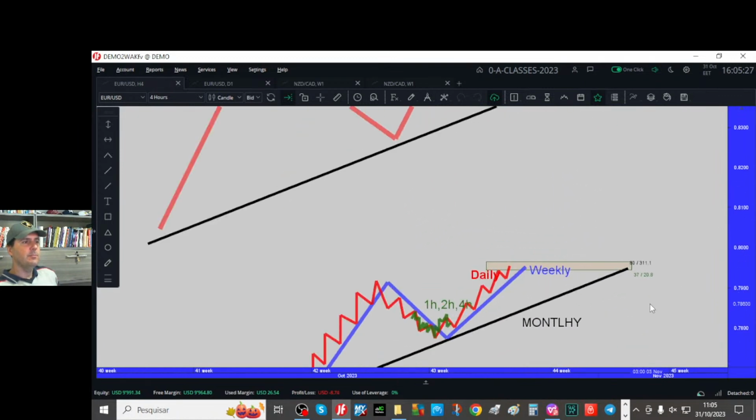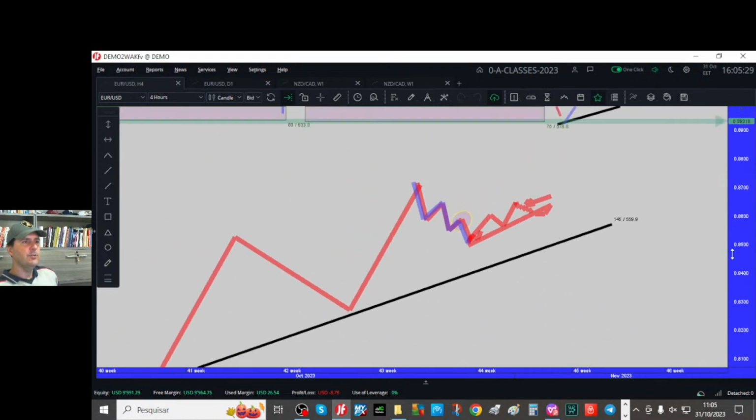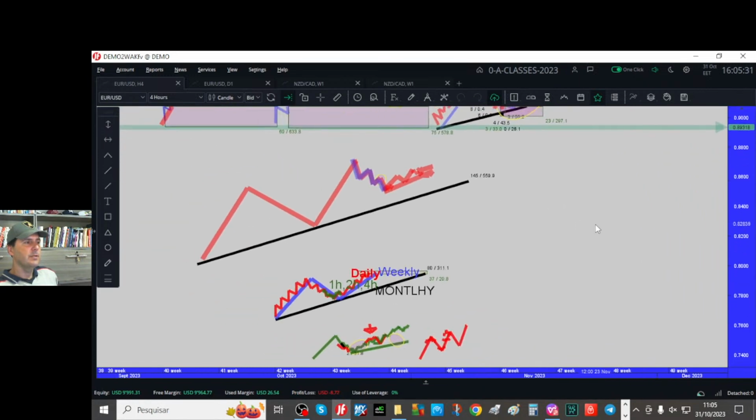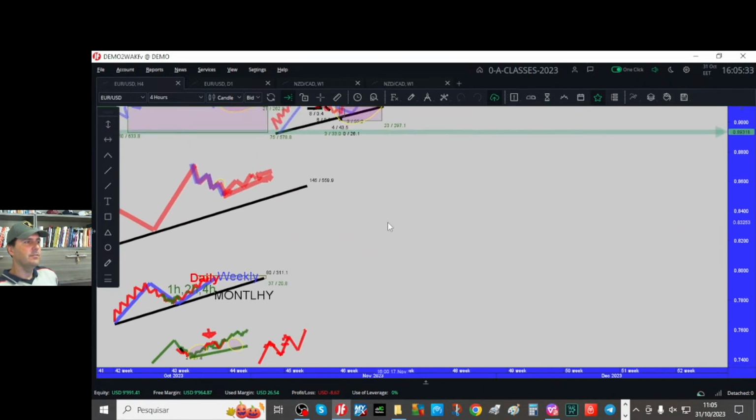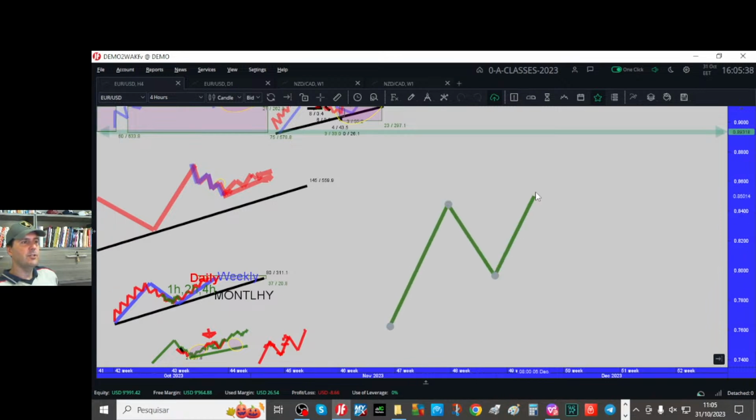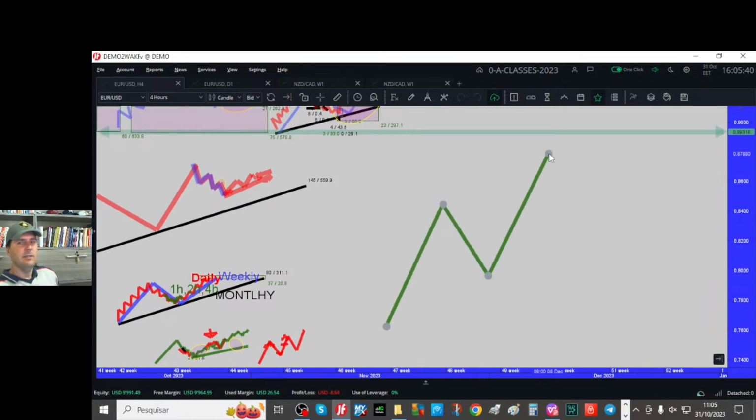So we've learned that not every entry is the same. We've learned that if this is the market wave, extension, retracement, extension, and then the market starts.